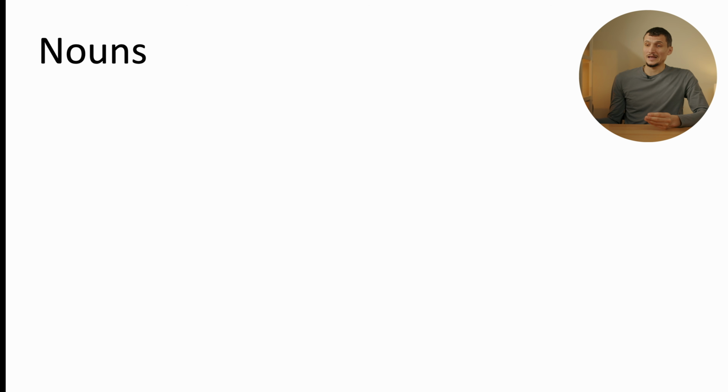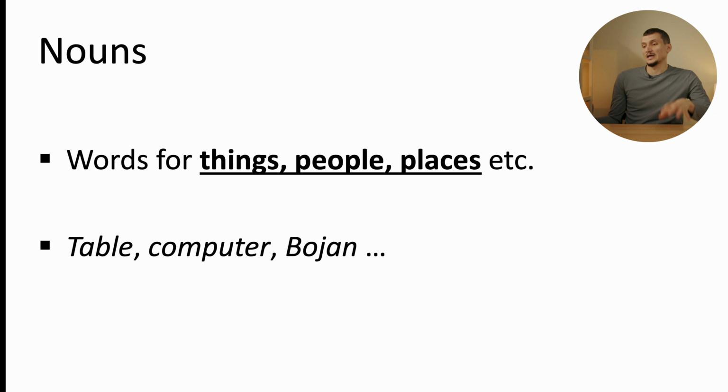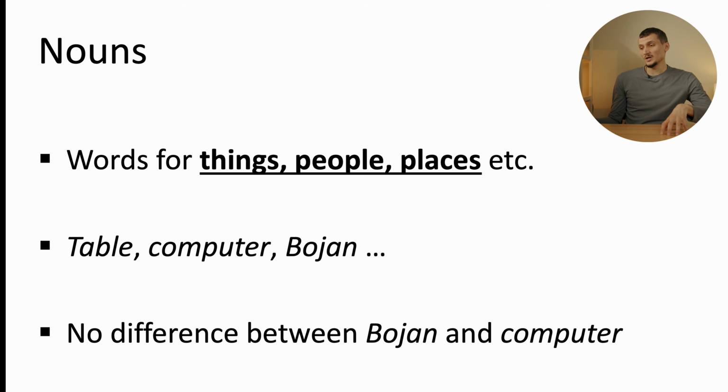Okay, so let's have a look at nouns specifically, not the world of nouns, but just nouns. Nouns are words for things, people, places, and so on. For example, table or computer, or even myself, my given name, Bojan, as far as the Slovenian language is concerned, those are all nouns. And I think it's pretty important to know that Slovenian does not make any difference between, say, Bojan, a person, and computer. Both of those are nouns. That'll come in handy in the near future.